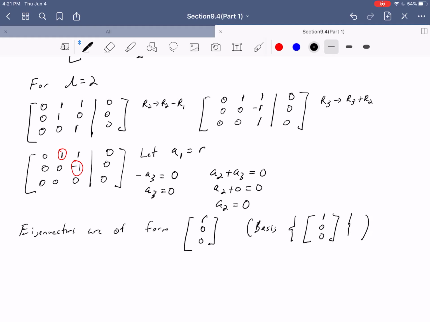Could we choose other ones? Sure, as long as it's of this form. Since it's only a one-dimensional eigenspace here, as long as we choose any one of them other than 0, 0, 0, we'll be all good. 0, 0, 0 would not be considered an eigenvector here. It's part of the eigenspace, but it's not an eigenvector. So we want to make sure that we use something that's non-zero.